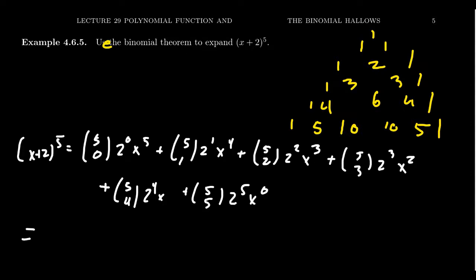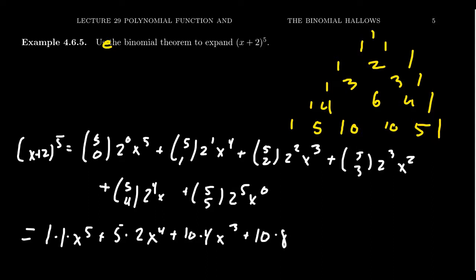5 choose 0 from Pascal's triangle is a 1. 2 to the 0 is 1. Then we get x to the 5th. The next one, 5 choose 1 is a 5. 2 to the 1st is 2. Then we get x to the 4th. Next one, 5 choose 2 is 10 times 2 squared, which is 4, times x cubed. And the next one, 5 choose 3 is also 10. Then we get 2 cubed, which is 8, times x squared there. Then 5 choose 4, which is 5 times 2 to the 4th, which is 16, times x. And then finally, we get 5 choose 5, which is 1 times 2 to the 5th, which is 32, times x to the 0. So you don't see any x's there.